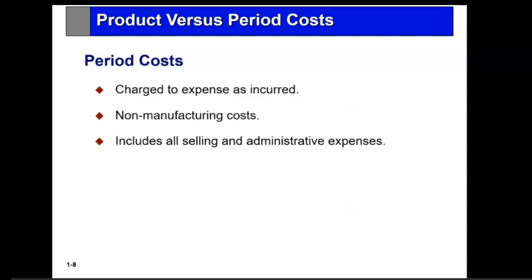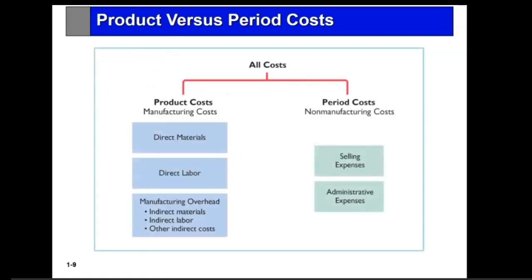All other costs, the selling and administration costs, delivery costs, all of those costs have nothing to do with the manufacture of my product. They're called period costs because they are expensed during the accounting period. So you see, all the costs in a company are either product costs, which are direct material, direct labor, and manufacturing overhead, or non-manufacturing costs, which are selling and general administration costs.